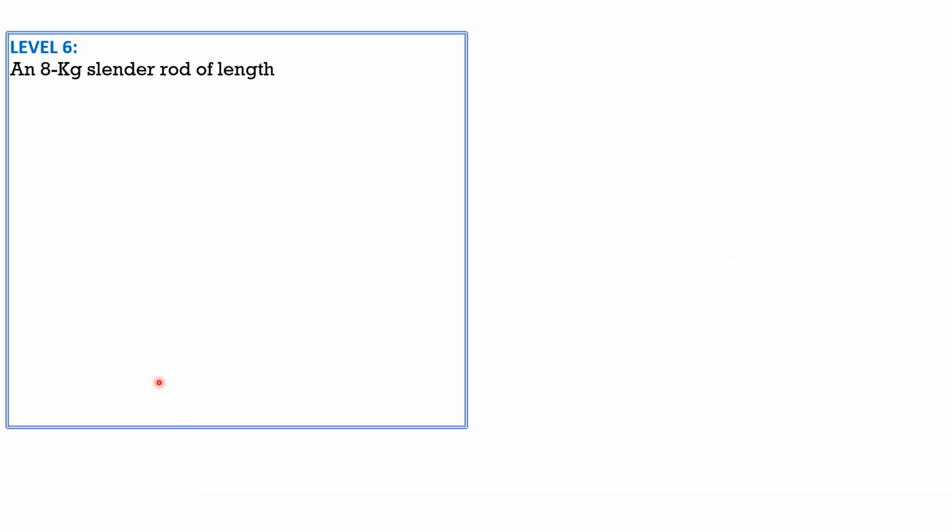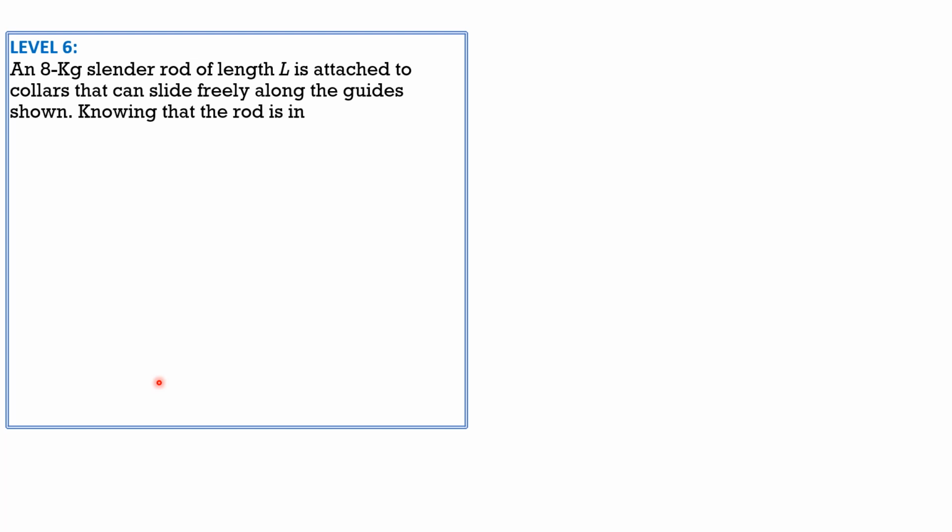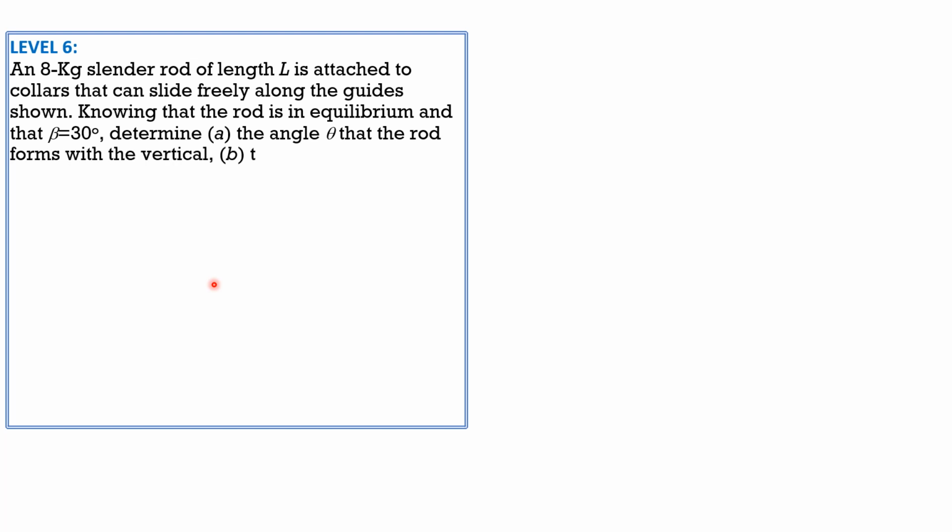An 8 kilogram slender rod of length L is attached to collars that can slide freely along the guides shown. Knowing that the rod is in equilibrium and that beta is 30 degrees, determine the angle theta that the rod forms with the vertical and the reactions at A and B. So we cannot solve directly for theta. So let's find the reactions at A and B first.